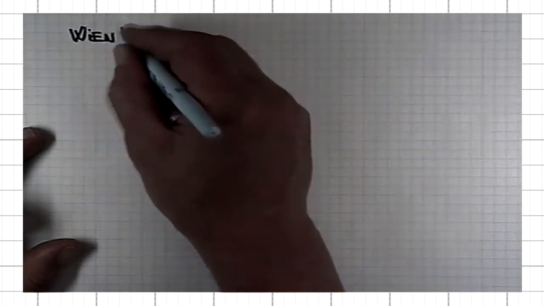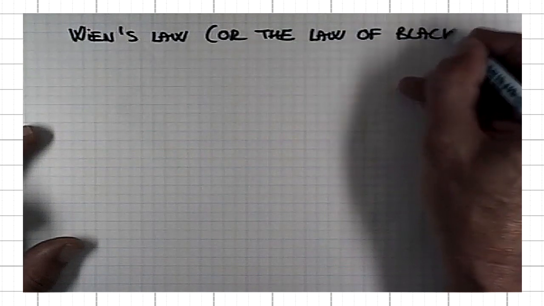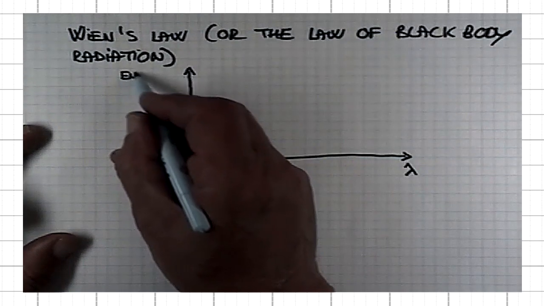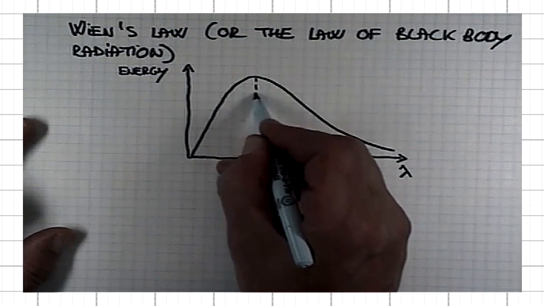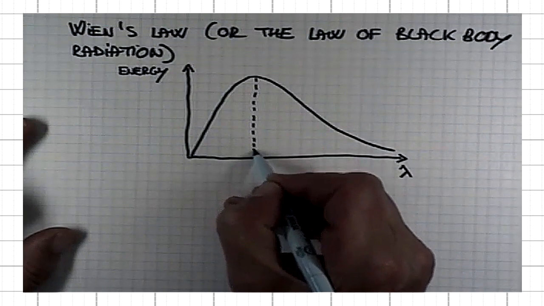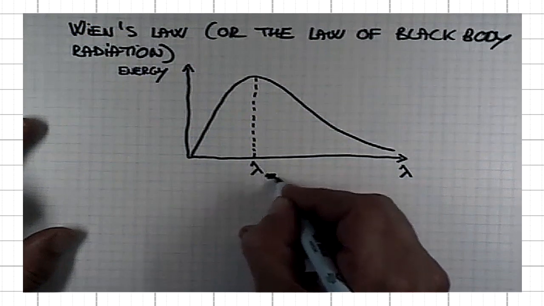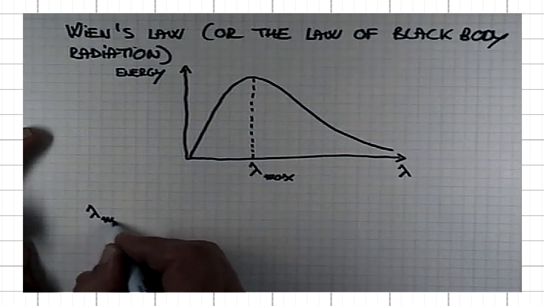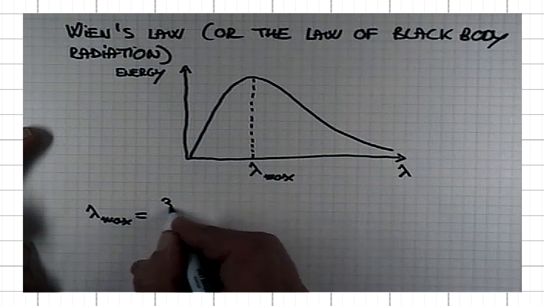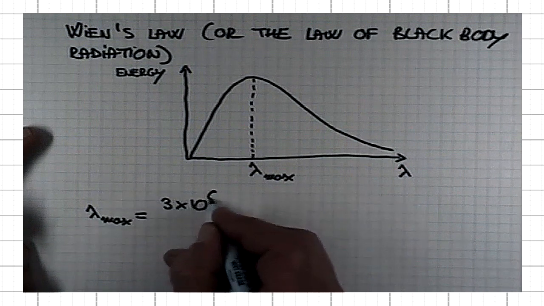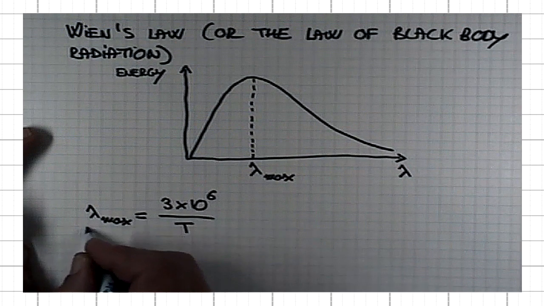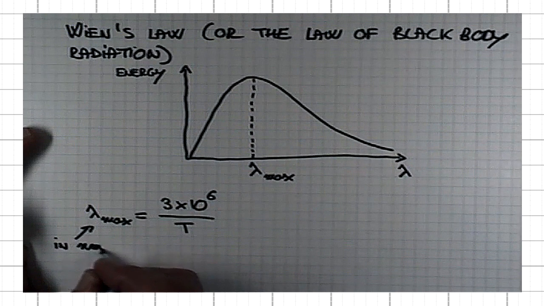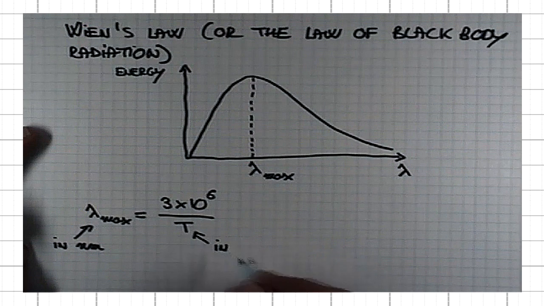Wien's law, or the law of blackbody radiation, refers to this curve where here we have the wavelength and here energy, and it has this kind of shape, and most energy is emitted at a particular wavelength that I'll call lambda max. So Wien's law says that the wavelength at which most of the energy is emitted is given by a numerical factor of 3 million over the temperature, but this relation is valid when you express lambda in nanometers and temperature in kelvins.